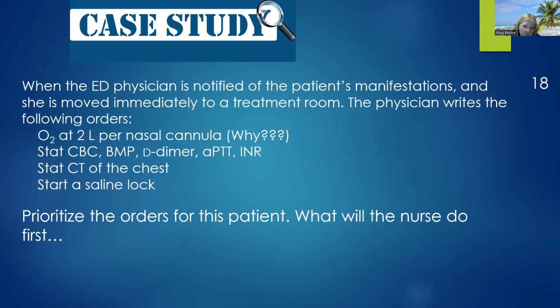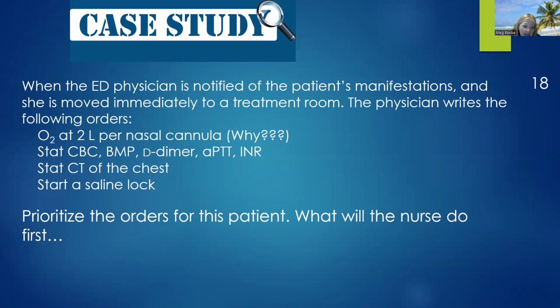So we're going to go through and prioritize these orders for the patient. So what is the nurse going to be doing first? And why? As you're looking at this, in this particular case, you're going to go ahead and get that oxygen going. But always remember that the priority order is going to be your oxygen, depending on the pulse oximetry reading. But most generally, the oxygen is going to be the number one thing you're going to do. However, do pay attention to the pulse ox reading.